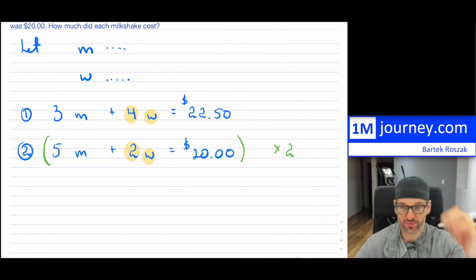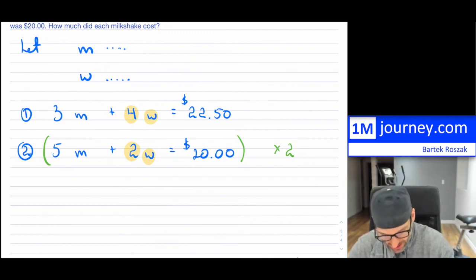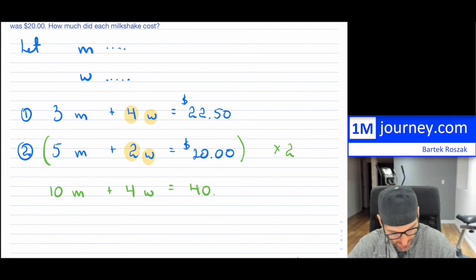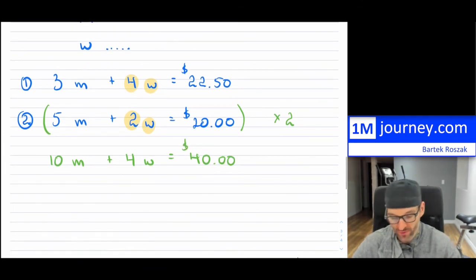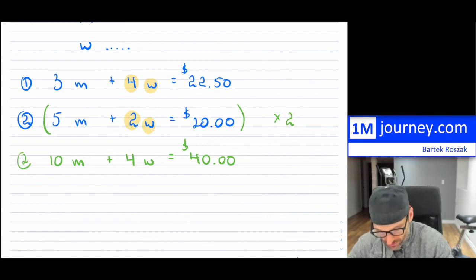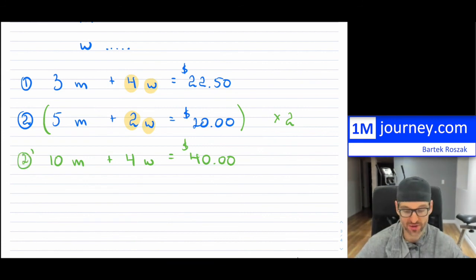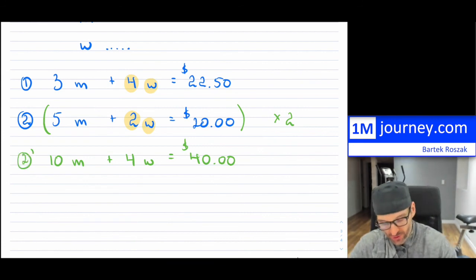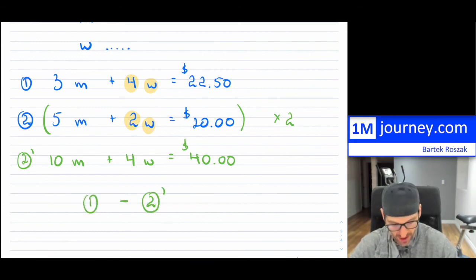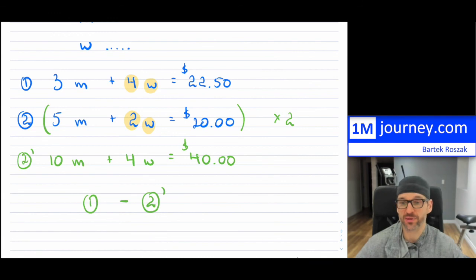And then I'm going to subtract. So if I multiply, I'm going to get 10m plus 4w is equal to 40. So that's my equation number 2 prime. I just changed it by 2. And now what I will do is take equation 1 minus equation 2 prime. That's going to get rid of my w entirely, right? So what do I have?